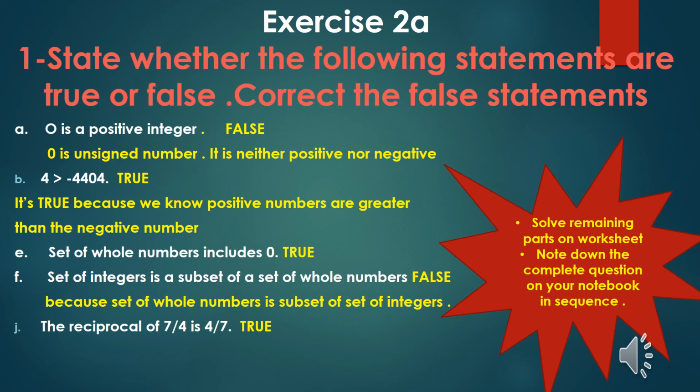It is neither positive nor negative. Part B is to check if 4 is greater than minus 4. It's true, because we know positive numbers are greater than negative numbers. Part E is to check: the set of whole numbers includes 0. It's true. Part F: the set of integers is a subset of the set of whole numbers. Can you guess the answer to this? It's false, because we have studied that the set of whole numbers is a subset of the set of integers.